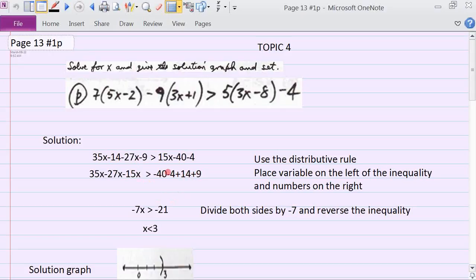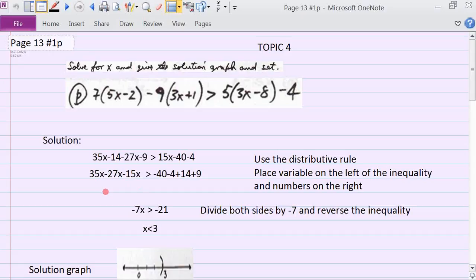Now, similarly, if we look at this side, the 15x should be on the left side. So we're going to move it from the right to the left and change the sign. Here it's plus 15x on the right, we make it minus 15x on the left. So now we have all the variable terms on the left and all the numbers on the right.